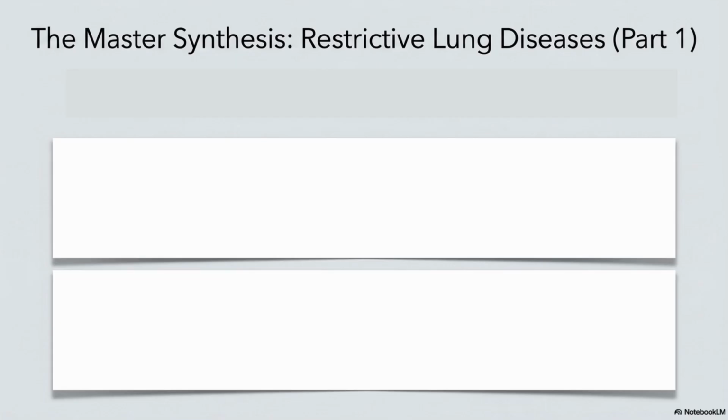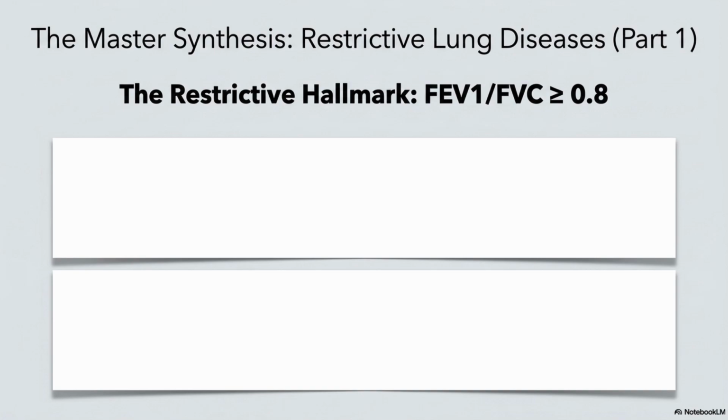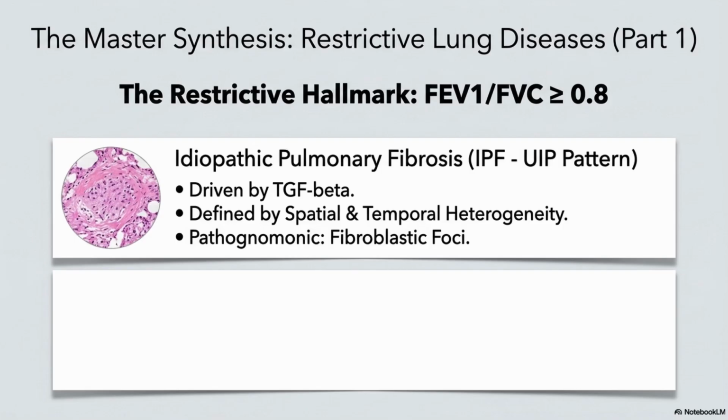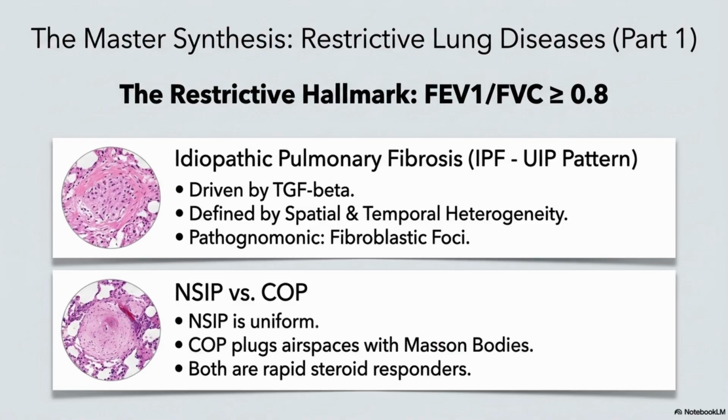Let's tie the whole module together with the master synthesis. Restrictive lung diseases, Part 1. First, remember the restrictive hallmark, an FEV1 to FVC ratio greater than or equal to 0.8. Next, idiopathic pulmonary fibrosis, or the UIP pattern, is driven by TGF-beta, defined by spatial temporal heterogeneity, and its pathognomonic feature is fibroblastic foci. Comparing NSIP versus COP, NSIP is uniform while COP plugs the air spaces with Masson bodies. And remember, both are rapid steroid responders.